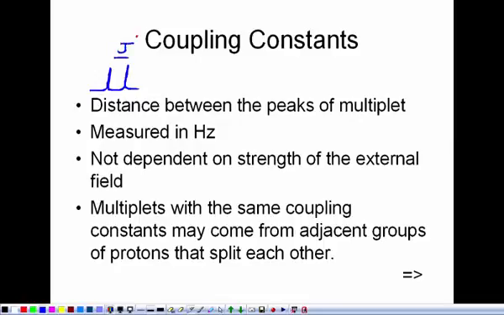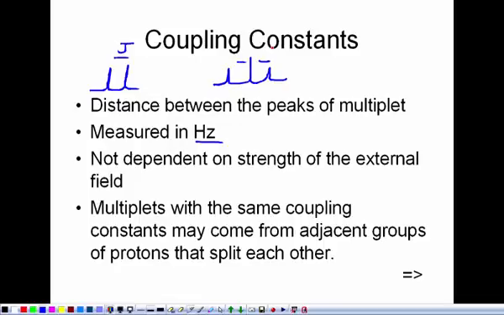And the coupling constant is measured in hertz. So what we would actually do on the computer is we can tell the computer, tell us the distance between those two peaks, and it'll say it's 5 hertz or 7 hertz or 10 hertz. In the triplet, there's two distances, and they should be the same. You would have then the distance between these two peaks is going to be equal to each other, and that's also then the coupling constant. So the distance between the peaks in a multiplet is the coupling constant.